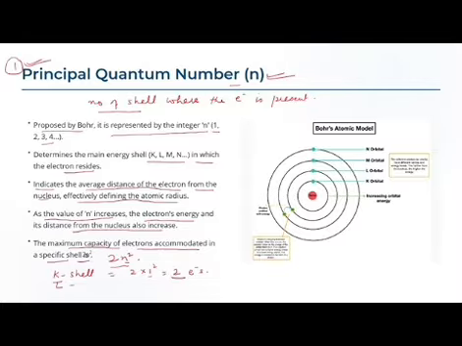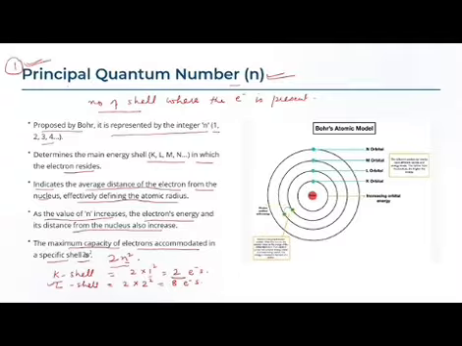Similarly, the second shell, that is L shell, will have 2 into n square. Here the value of n in L shell is 2. 2 square becomes 4, and 4 into 2 gives 8 electrons. So the second shell can accommodate a maximum of 8 electrons.